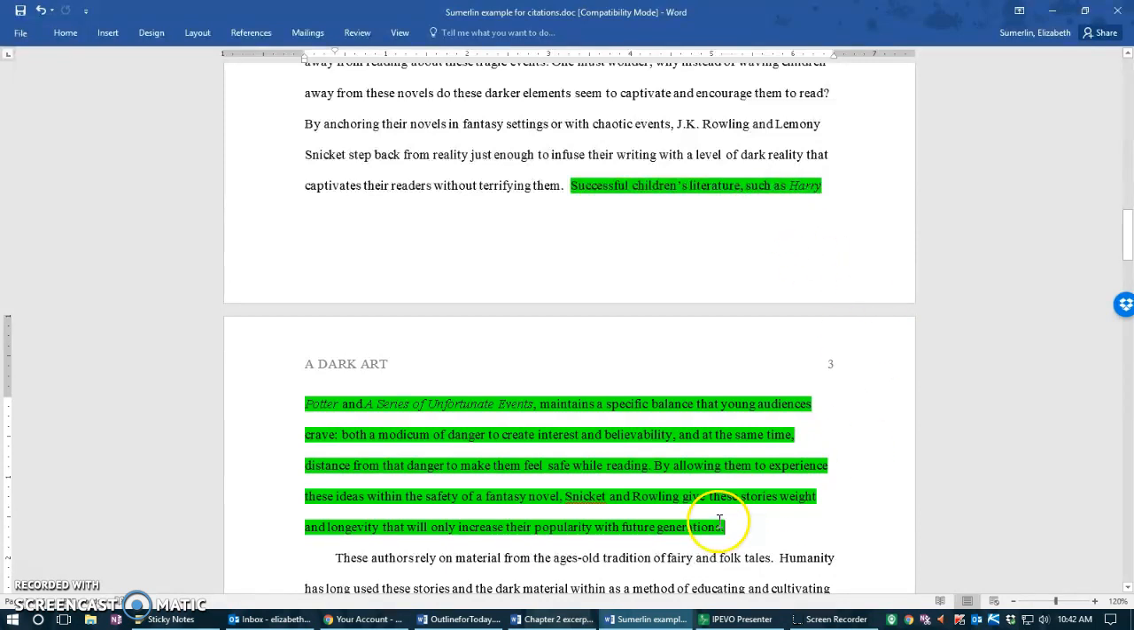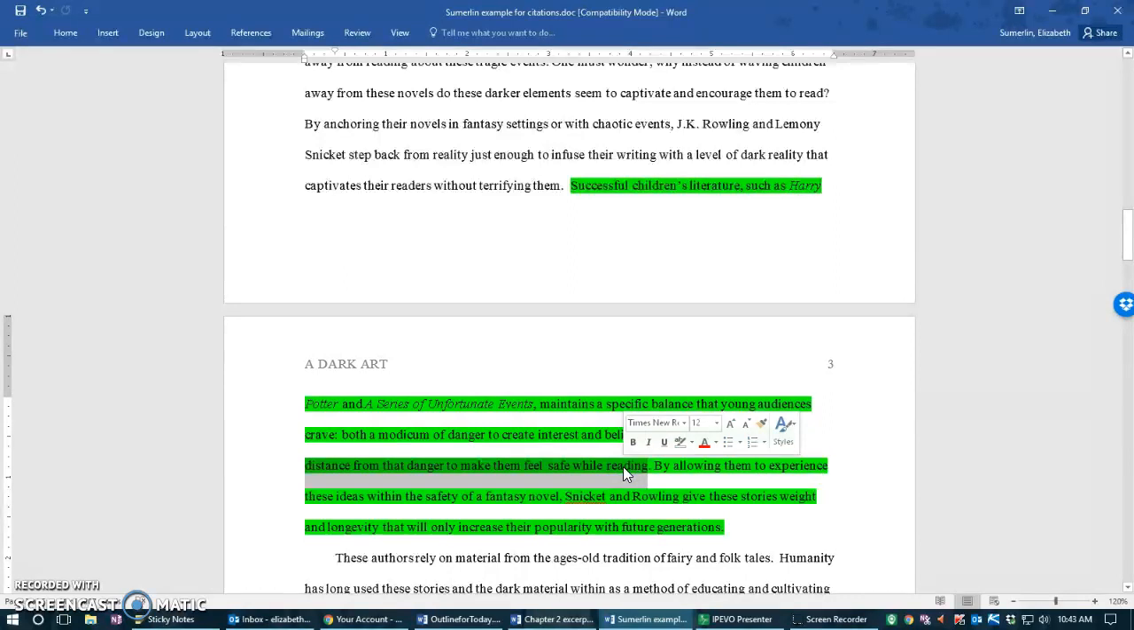So this is what I'm going to discuss. This is my thesis. I'm going to talk about these books. I'm going to talk about the background of these books a little bit. Then I'm going to talk about how they create danger. They have danger in them to create interest and believability. The world is full of horrible, terrible things. Children know that, and we shouldn't be lying to them. So these books are successful because they have dark stuff in them, and children understand that. At the same time, they give them distance from those things to make them feel safe. So they've got these dark, dangerous things.